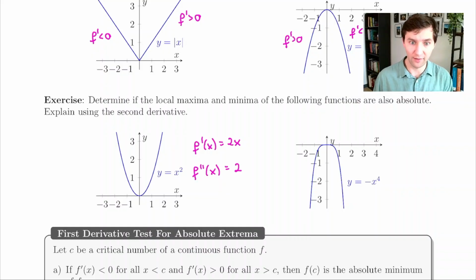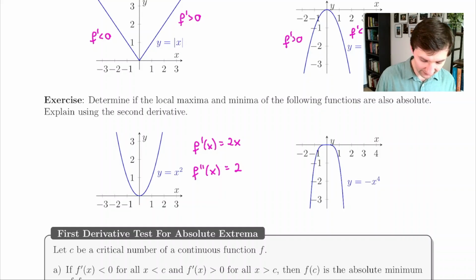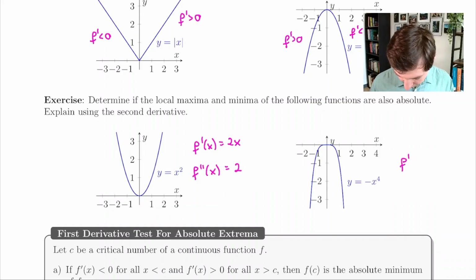This tells you that the second derivative is always positive, no matter what x you plug in, telling you that this function is always concave up. This function will never curve back down, which implies that this local minimum must also be absolute. In the second case, the first derivative is negative 4x to the third power, and the second derivative is negative 12x squared.